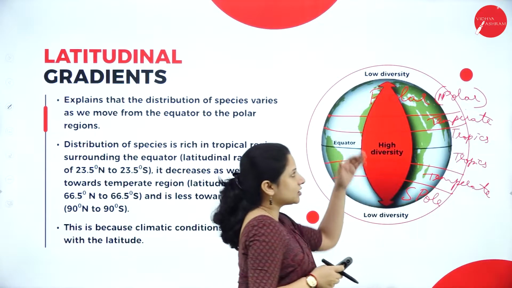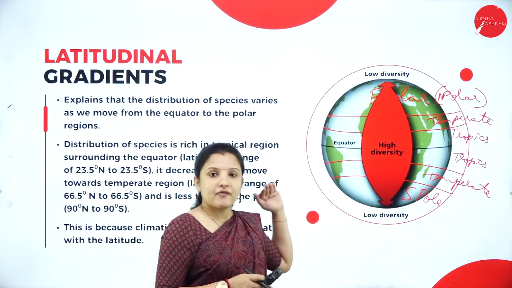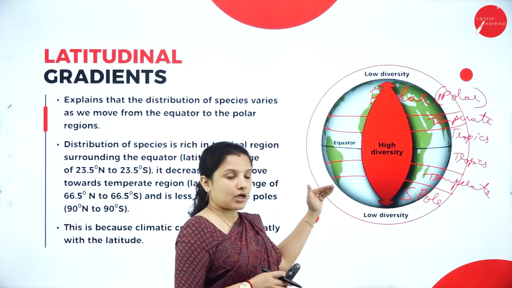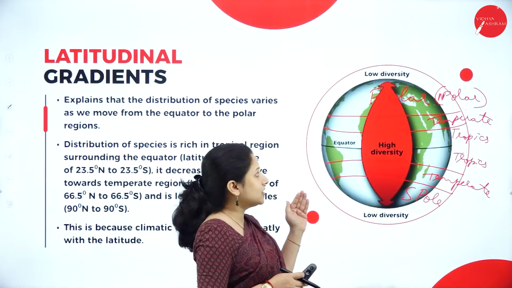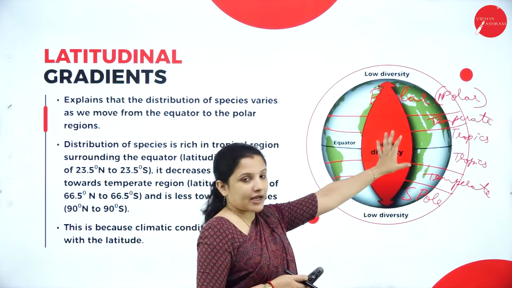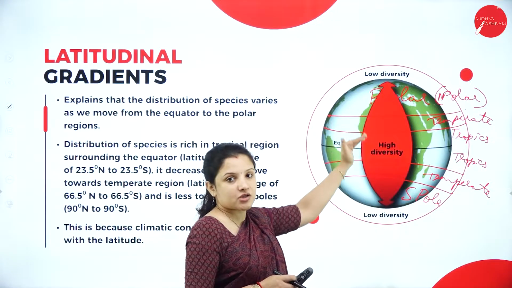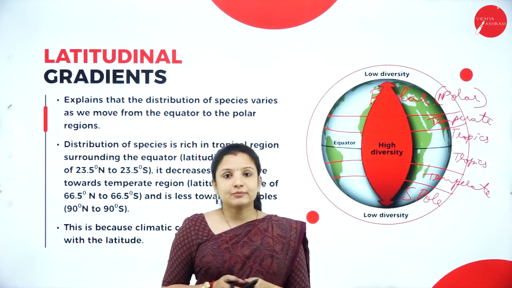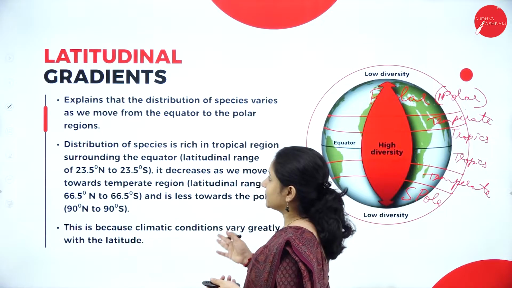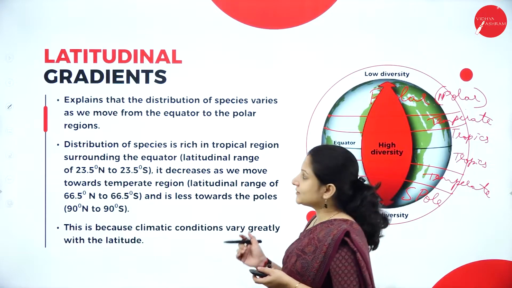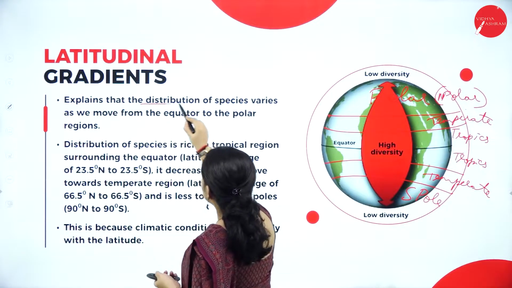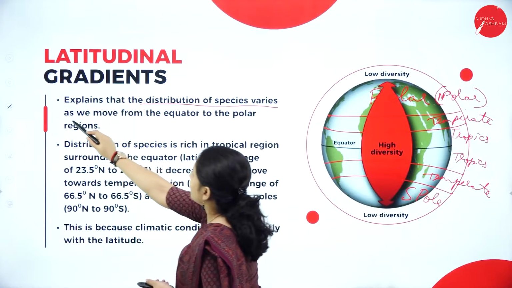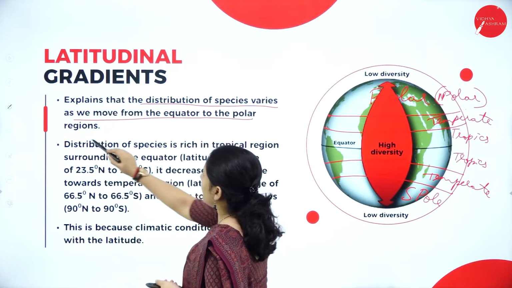So this is how the earth is divided, and the vegetation, be it the flora as well as the fauna, that is the plants and the animals, their diversity varies from one latitude to the other. So this is about latitudinal gradients. So latitudinal gradients explains that the distribution of species varies as we move from the equator to the polar region.